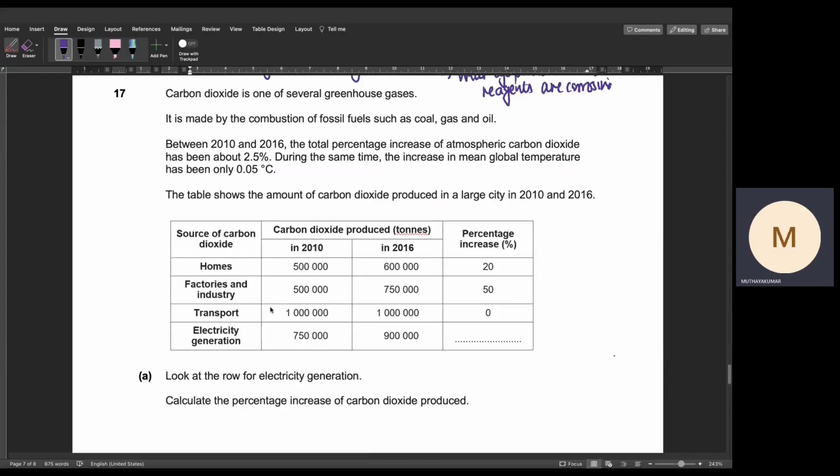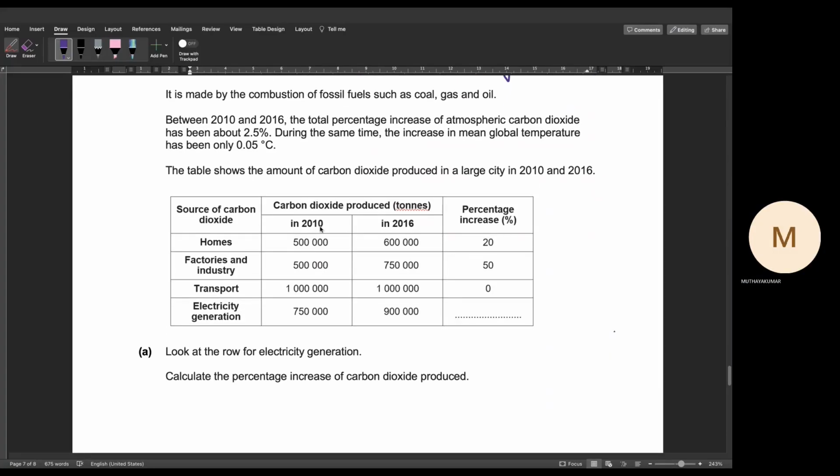Question 17. Carbon dioxide is one of several greenhouse gases, which is made from the combustion of fossil fuels such as coal, gas, oil. Between 2010 and 2016, the total percentage increase of atmospheric carbon dioxide has been about 2.5%. During the same time, the increase in mean global temperature has been only 0.05 degrees Celsius. The table shows the amount of carbon dioxide produced in a large city in 2010 and 2016. Look at the row for electricity generation. Calculate the percentage increase of carbon dioxide produced.